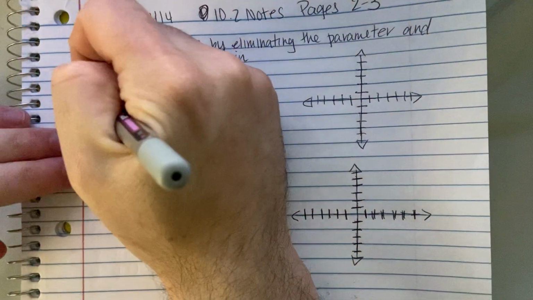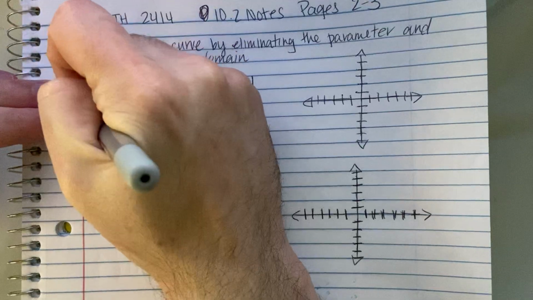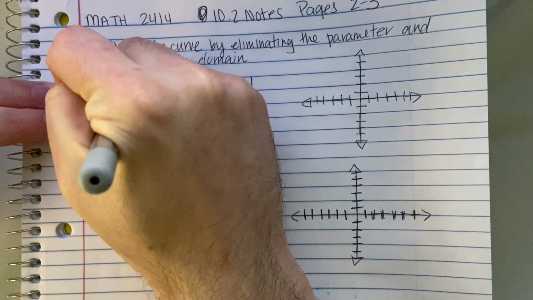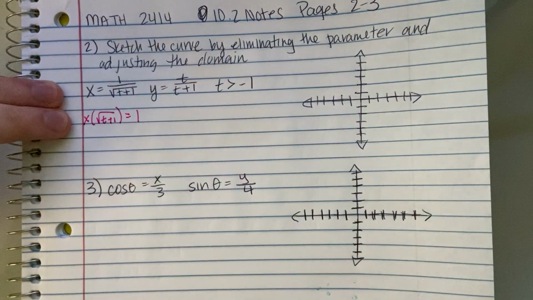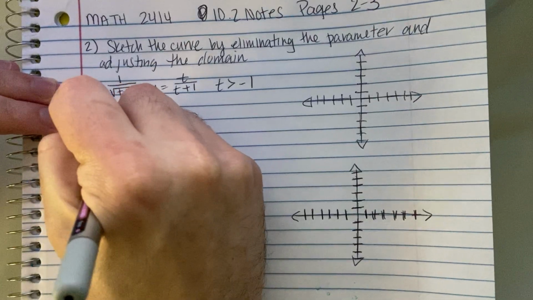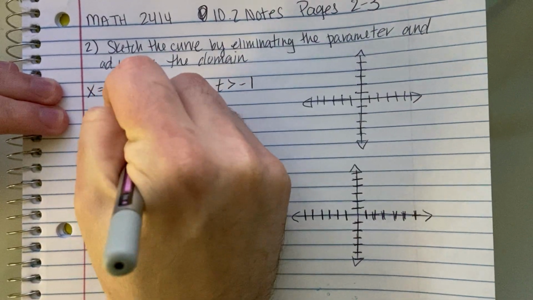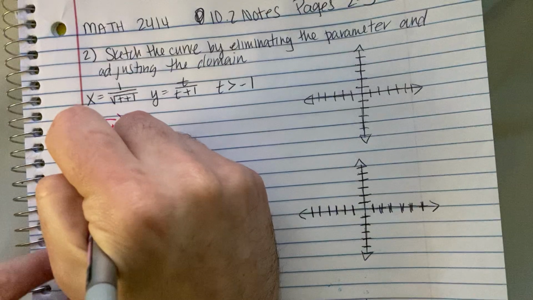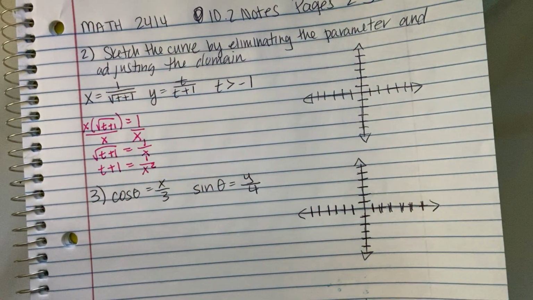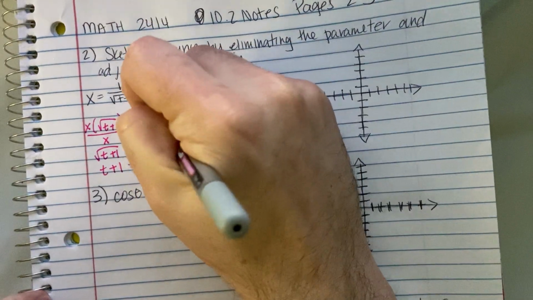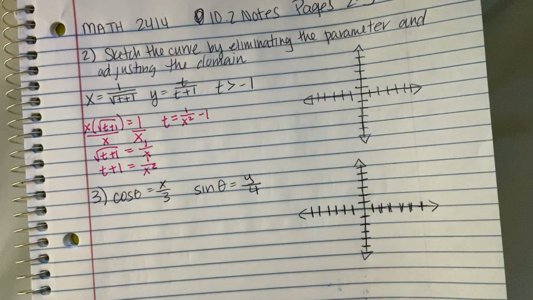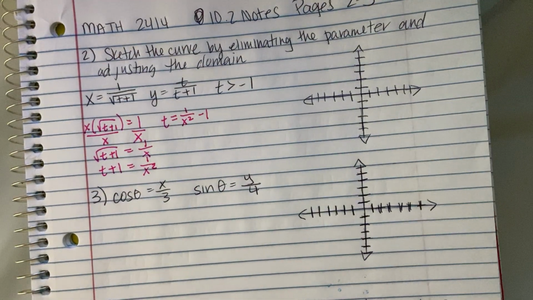So let's see. I'm going to multiply the square root of t plus 1 over to the other side and divide by x. So the square root of t plus 1 equals 1 over x. Square it. So t plus 1 equals 1 over x squared. And then subtract 1. So t equals 1 over x squared minus 1. I'm going to take that and plug that into y.